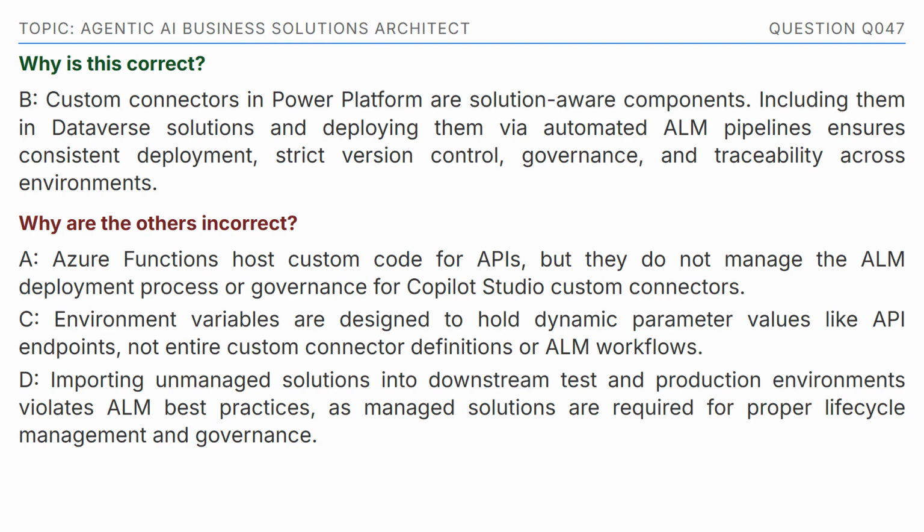A. Azure Functions host custom code for APIs, but they do not manage the ALM deployment process or governance for Copilot Studio custom connectors. C. Environment variables are designed to hold dynamic parameter values like API endpoints, not entire custom connector definitions or ALM workflows. D. Importing unmanaged solutions into downstream test and production environments violates ALM best practices, as managed solutions are required for proper lifecycle management and governance.